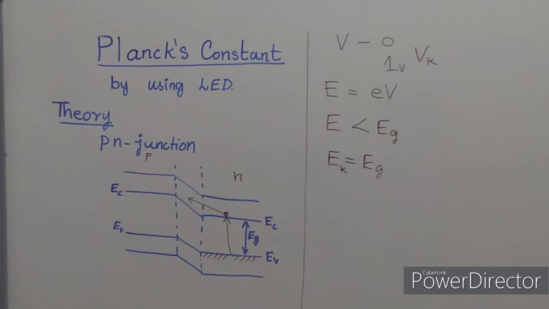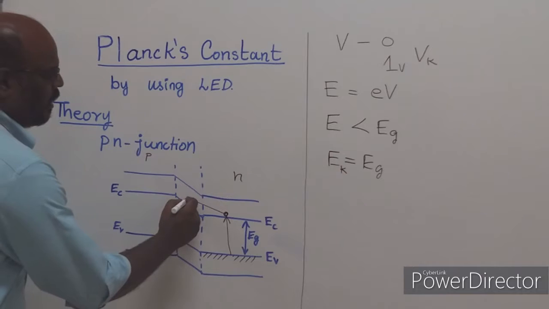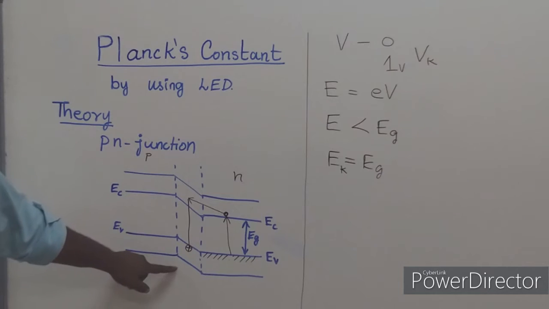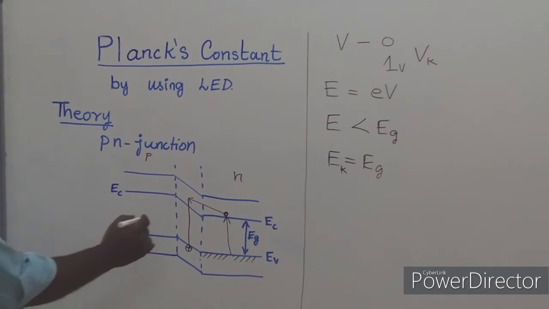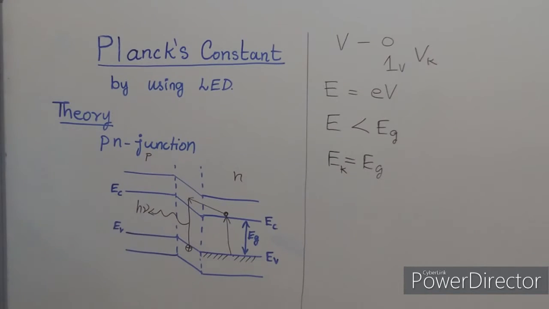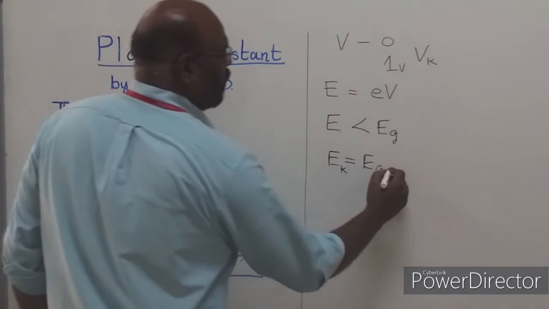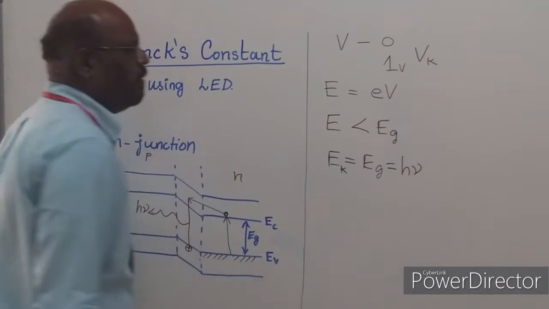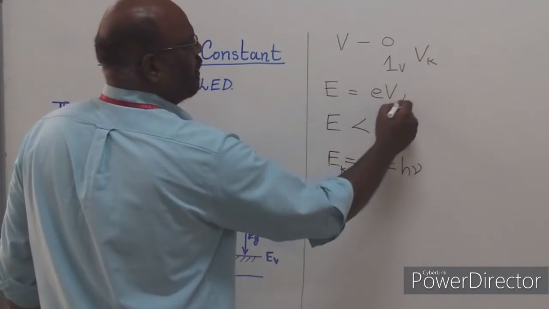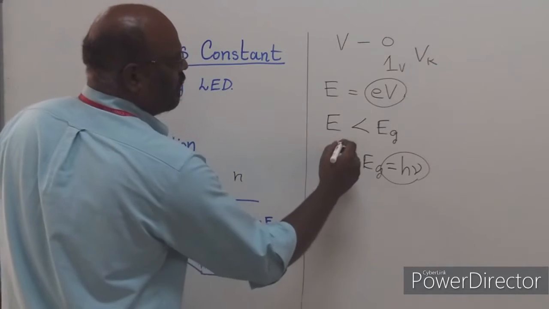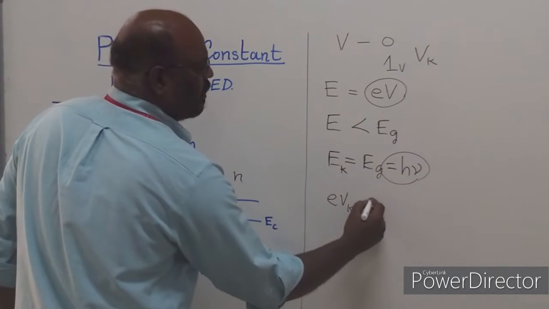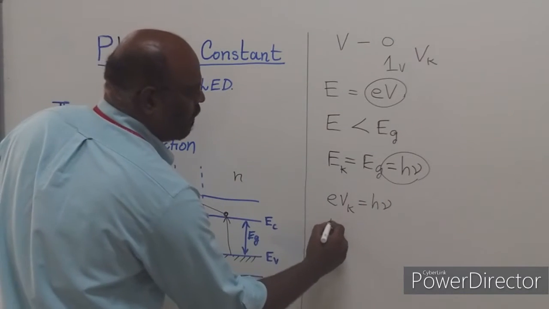As you know from the theory, in the depletion region it will recombine with the hole in the valence band. When it recombines, it will emit the difference of energy in the form of a photon, h nu. You know that this h nu will be equal to Eg. So from these equations we can write that eVk is equal to h nu. From this we can find h.